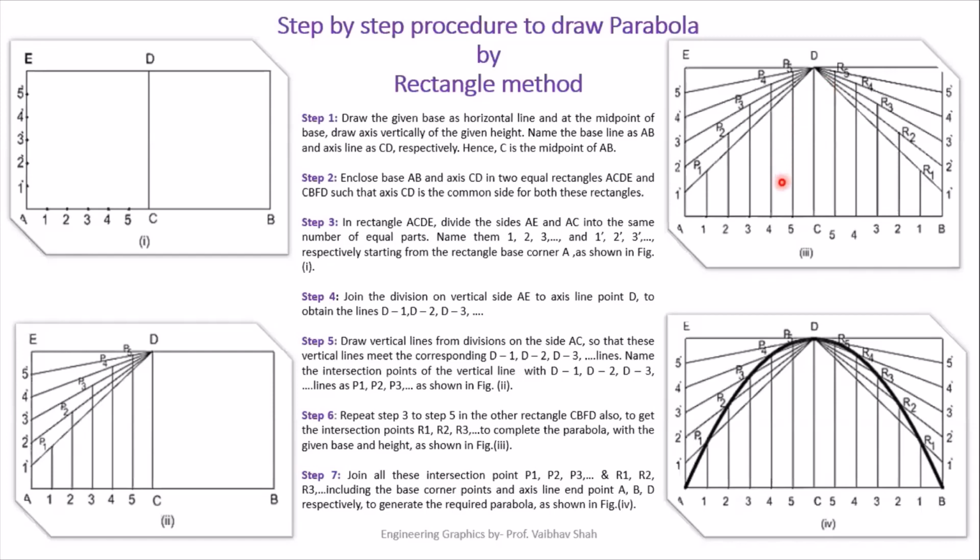Now almost your drawing is over. So what we will do next is draw with a dark line, joining these points from your point A through P1, P2, P3, P4, P5, to point D as the vertex point. Then after that R5, R4, R3, R2, R1 and B. Whenever we finish this joining process by a smooth curve, we'll have this dark curve, which is nothing but your generated parabola. So this is the base of your parabola, which is represented by line AB, and this is the height or axis of the parabola, which is represented by its vertical center line CD.